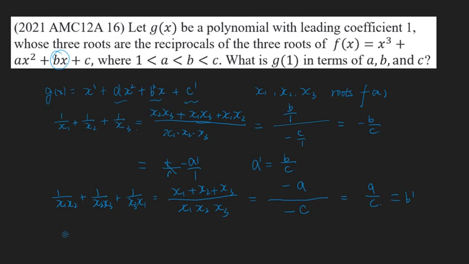Similarly, let's find out the product of the 3. So it actually equals 1 over x1 times x2 times x3. And applying the Vieta theorem in f(x), that will lead us to 1 over negative c. Okay, and when we apply the Vieta theorem in g(x), that will equal negative c prime. Okay, so we found c prime, b prime, and a prime in terms of a, b, c. So let's find the value of g(1).